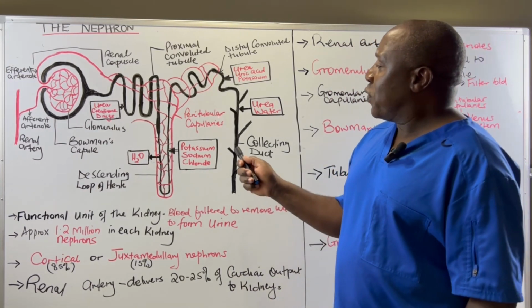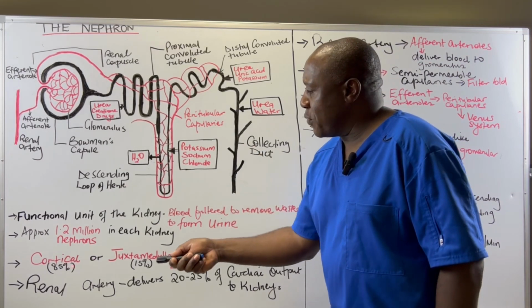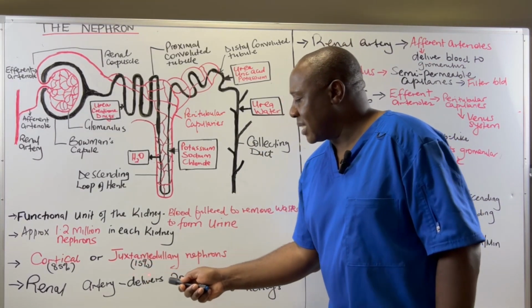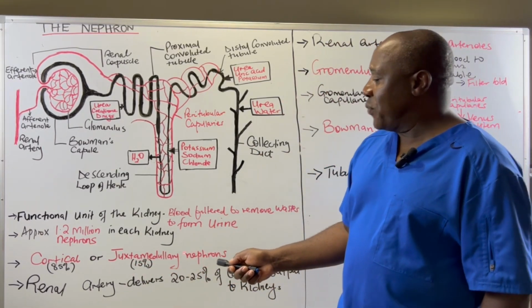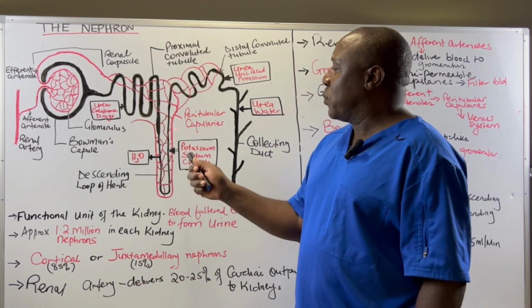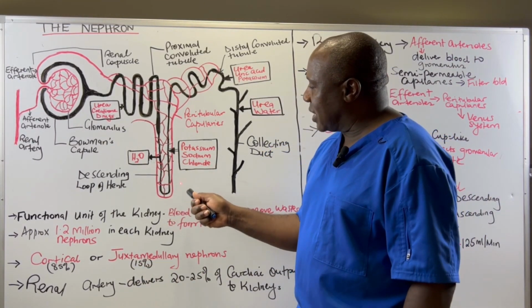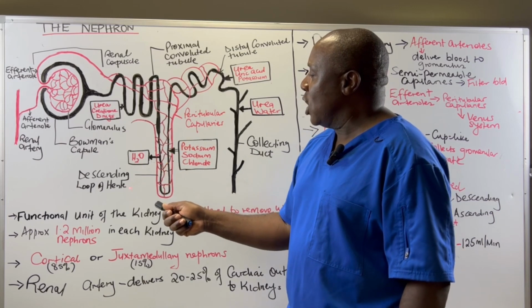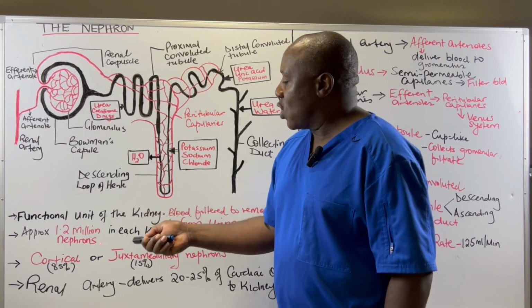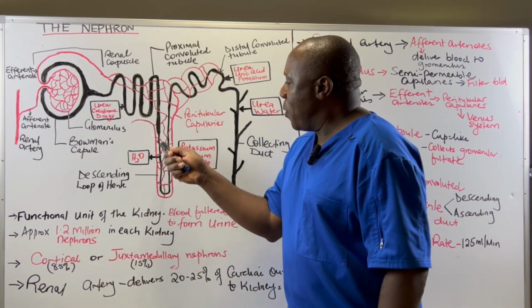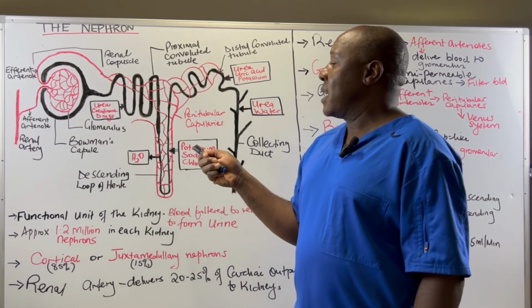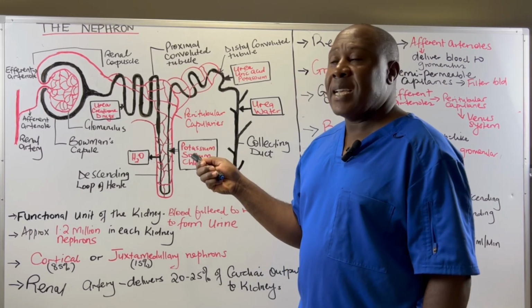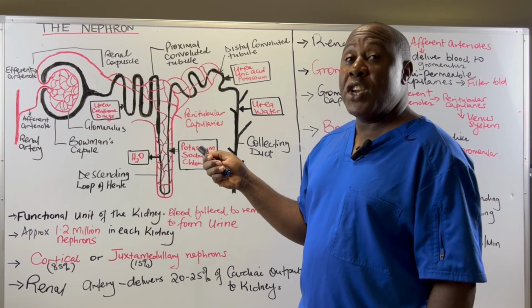Now, nephrons are either cortical nephrons or juxtamedullary nephrons. And the difference between these two nephrons is brought about as a result of this section here referred to as the loop of Henle. In cortical nephrons, the loop of Henle is very short, and as such, it only enters the outer surface of the renal medulla.